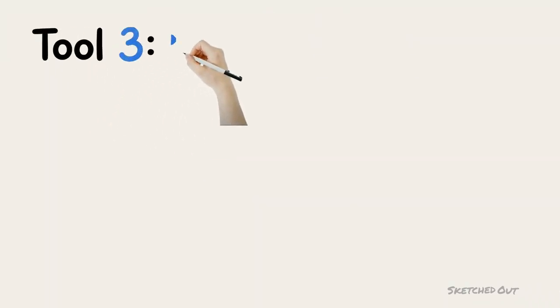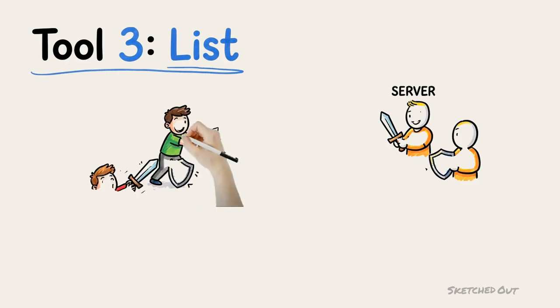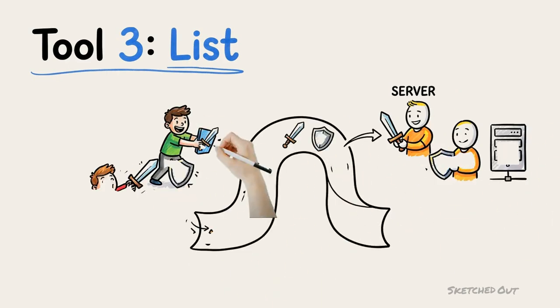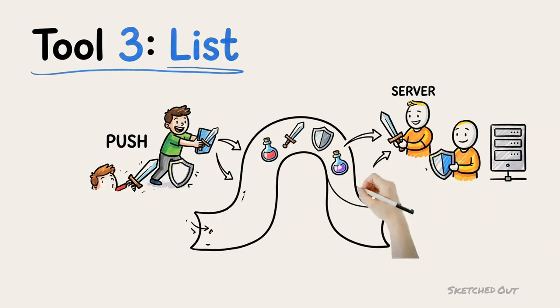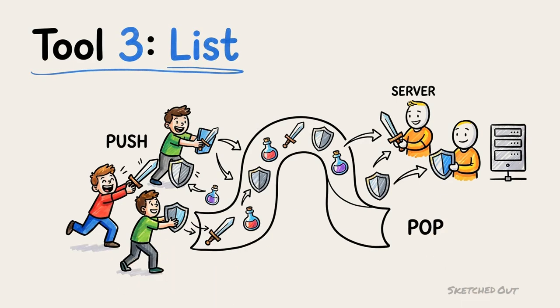Tool 3, the list. Push items on one end, pop them off the other, and you have a queue. When 10,000 players hit the matchmaking button, each one is pushed onto a list, and game servers calmly pop them off one by one. A ready-made waiting line living in memory.